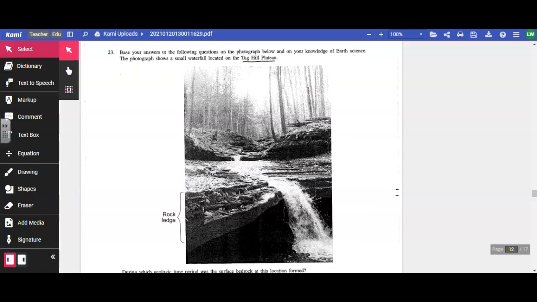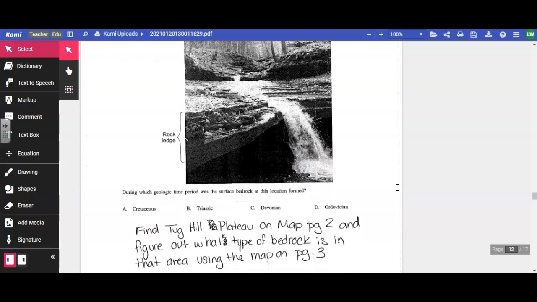Number 23. Base your answer to the following questions on the photograph below and your knowledge of earth science. The photograph shows a small waterfall located on the Tug Hill Plateau. It's important to remember, it's the Tug Hill Plateau. During which geologic time period was the surface bedrock of this location formed? Cretaceous, Triassic, Devonian, or Ordovician?